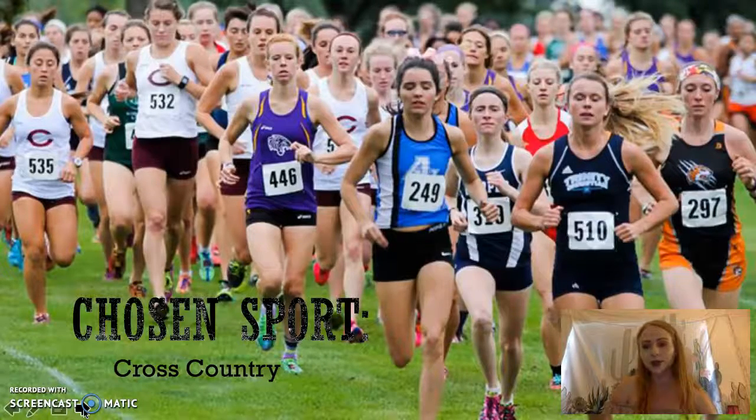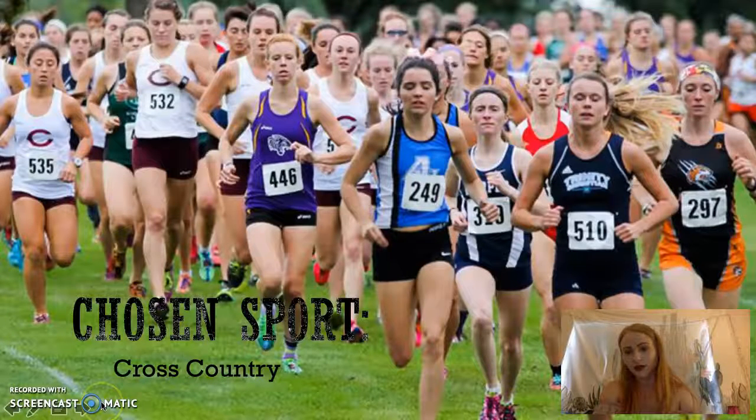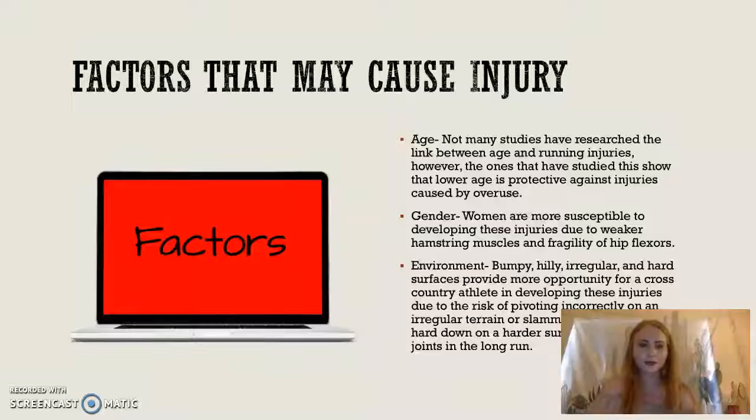So this is my chosen sport, which is cross country. And I chose this sport because I have personal experience with it. I was in cross country in high school, and it was definitely my favorite sport to be a part of because it was really challenging and I learned a lot about myself.